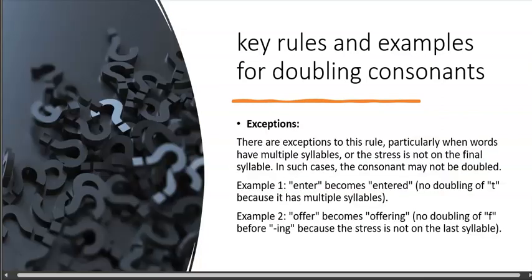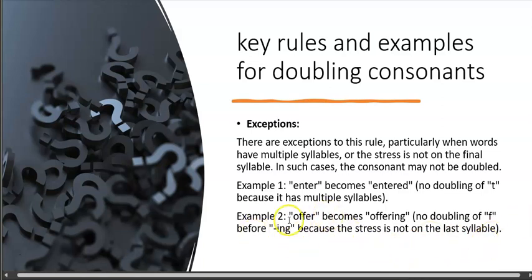Another one is the exemptions. There are exemptions to this rule, particularly when words have multiple syllables, or the stress is not on the final syllable. For example, enter becomes entered. Look at that, we're just adding ed, no doubling of t. We don't double the t here, so we just add ing to it because it has multiple syllables. And then maybe offer here, again, we don't double the f. We continue just adding ing because the stress is not on the last syllable.